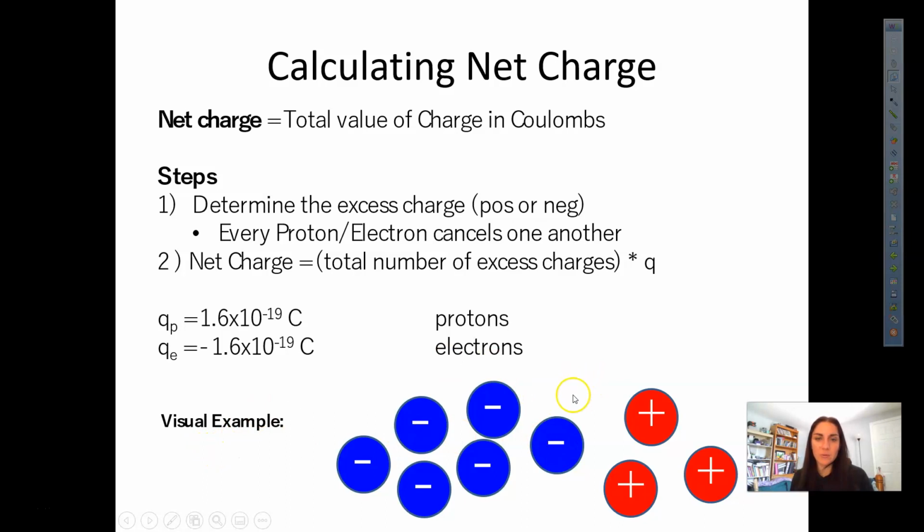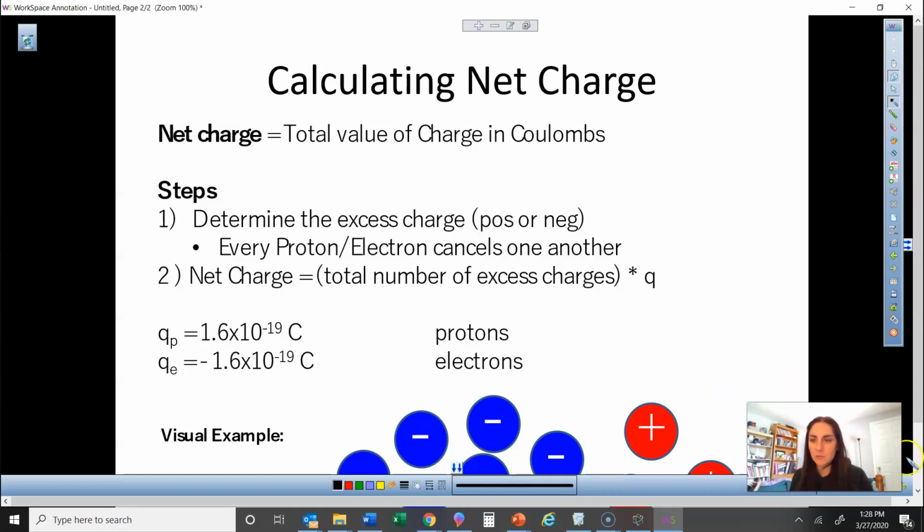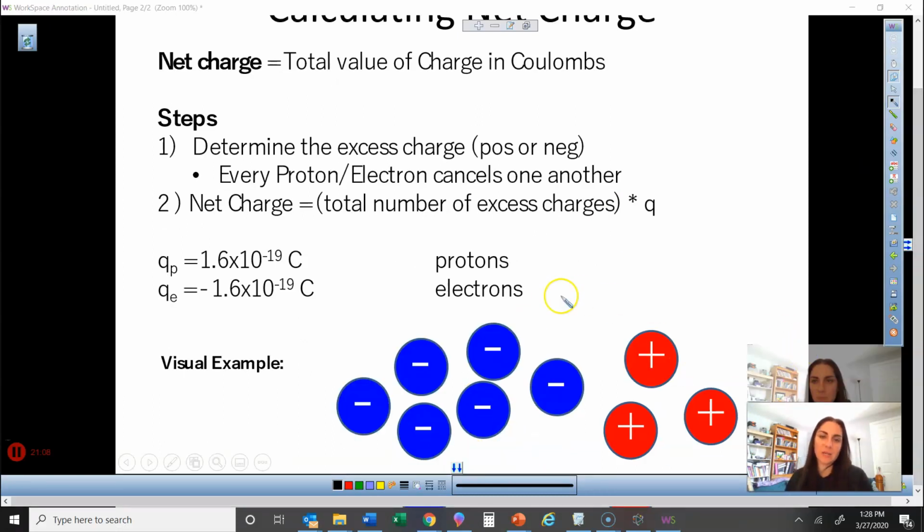So here's a quick example of calculating net charge. Let me just grab my marker right here, so I can try to do a visual example. Say you have a pile of electrons and protons just sitting there. Normally this won't happen, but use your imagination. So what's the net charge of all of this? Net charge Q.